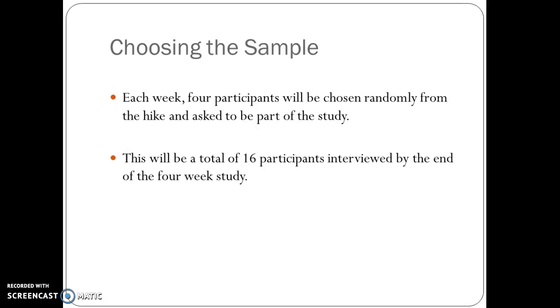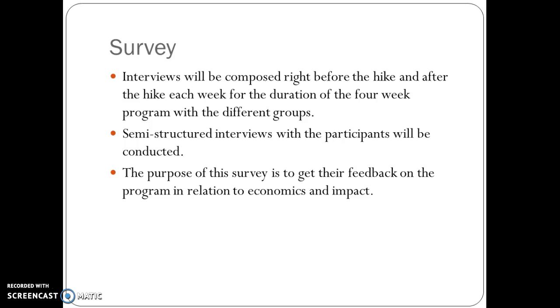So, choosing the sample: each week 4 participants will be chosen randomly from the hike and asked to be part of the study. This will be a total of 16 participants interviewed by the end of the 4-week study. However, this could vary depending on how many people are on the hikes each week. There might not be 4 participants on a given week, and also there might not be 4 participants willing to be involved in the study within the duration of the program. So this 16 could be skewed slightly by the end of the study.